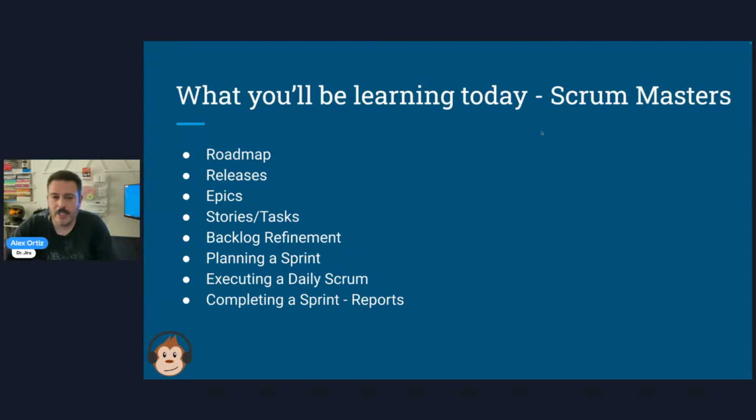So some of the things we're going to be covering today is road mapping. We're going to kick things off with roadmaps, talk about releases, epics, stories, and tasks. And then we're going to get into some very explicit, very detailed, very focused content of backlog refinement, planning a sprint, executing your daily scrums, and then completing your sprint. So we're going to get into the actual details of how we use Jira as a Scrum Master. Because like I mentioned over and over, Jira is just Jira, and unless you know how to wield this tool, you might not be as effective.